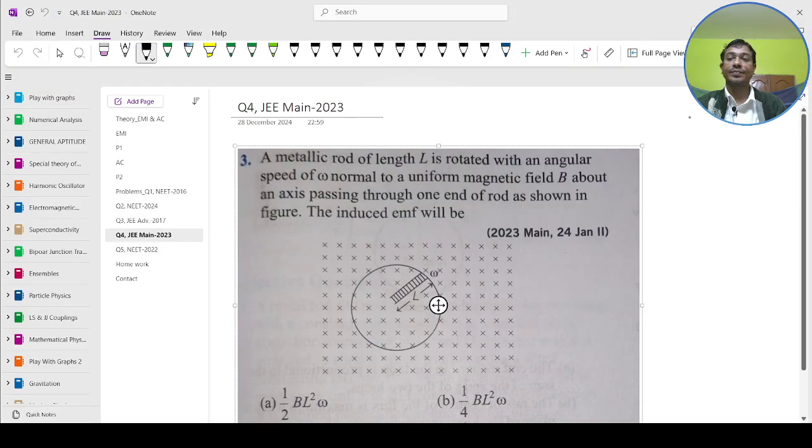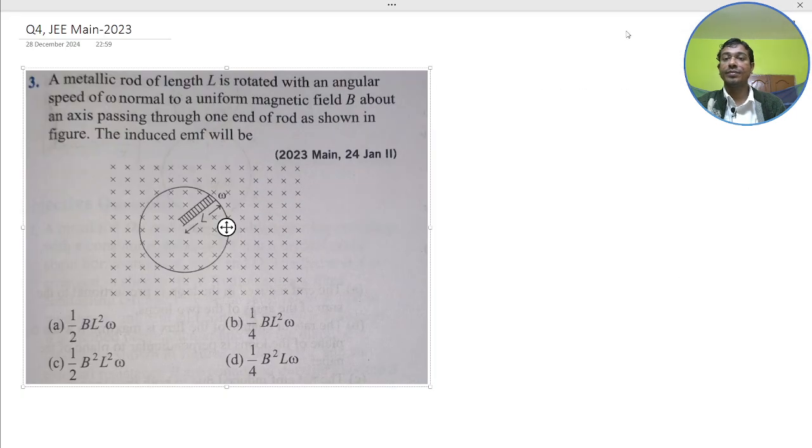Next one, this is coming in the JEE Main 2023. A metallic rod of length L is rotated with an angular speed of omega, normal to a uniform magnetic field B. You have to find the induced EMF.